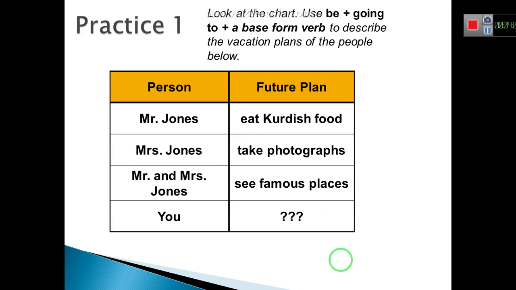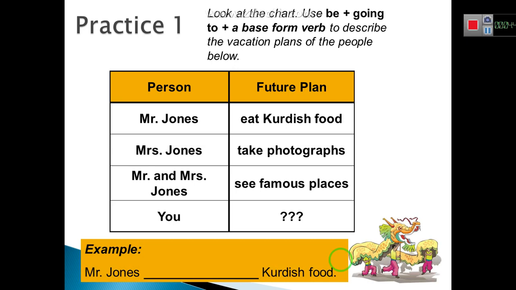Okay, look at the chart. Use be. Let's practice first. It's a simple practice. I'm going to do the first one for you, and the others you have to do. Use be going to plus a base form of the verb to describe the vacation plans of the people below. Okay, Mr. Jones and future plan. What's the future plan? Eat Kurdish food. Mrs. Jones, take photos. Mr. and Mrs. Jones, see famous places. And you. I'm going to do the first one for you. Example. Mr. Jones, Kurdish food.